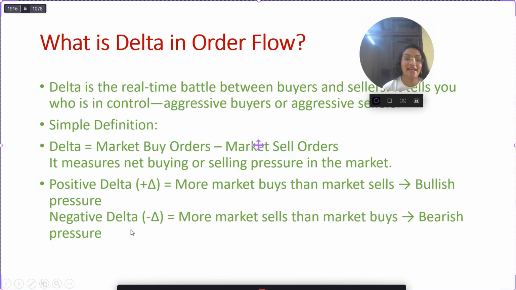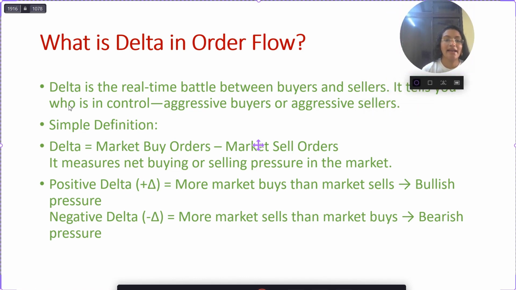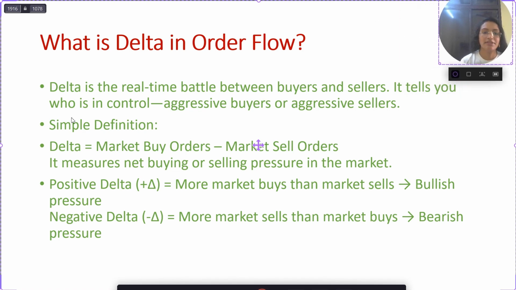Now the second small concept in this is what is delta in order flow. This is another small concept you have to understand. Delta is the real-time battle between buyers and sellers. It tells you who is in control. As I told you, the buy imbalance tells you who is dominating in the market. Along with imbalance, you have to learn about delta, which also tells you who is dominating in the market.